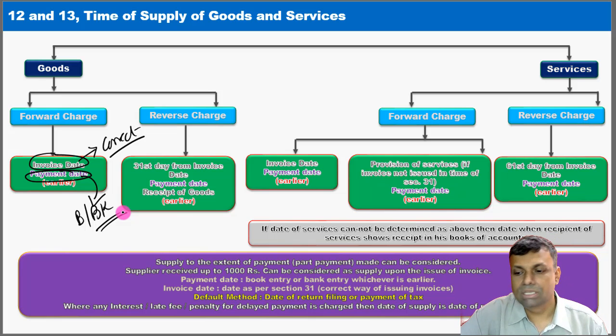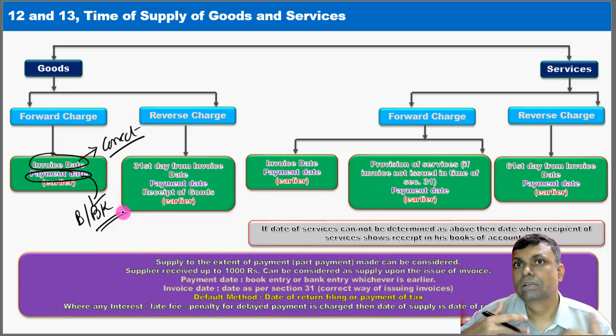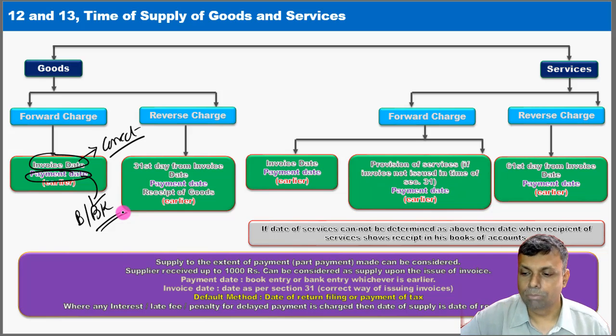So the general test is to understand that there is a correct method prescribed by the law for the issue of invoice, and there is a correct recommendation that the book entry or the bank entry, whichever is earlier. So logically you will say that this date or that date, whichever is earlier, will be relevant for the purpose of payment of GST, that means in order to meet your GST obligations.